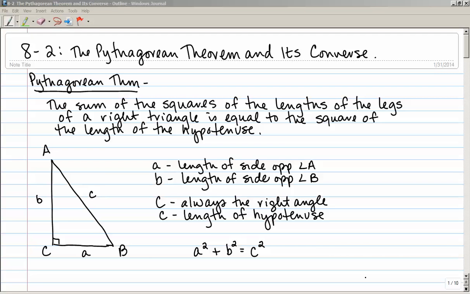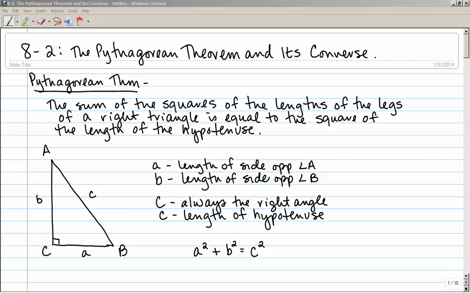Section 8-2 is the Pythagorean Theorem and its converse. You're probably familiar with the Pythagorean Theorem, but this is the official definition. The sum of the squares of the lengths of the legs of a right triangle is equal to the square of the length of the hypotenuse.